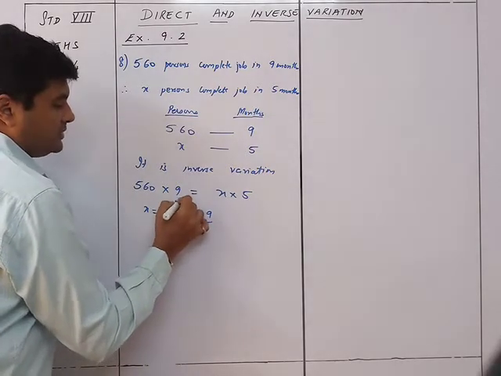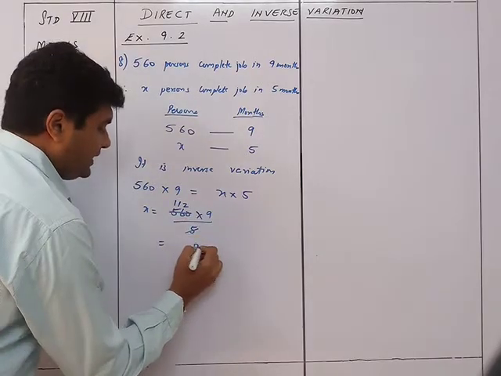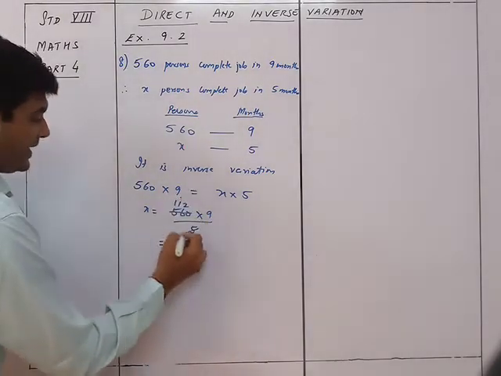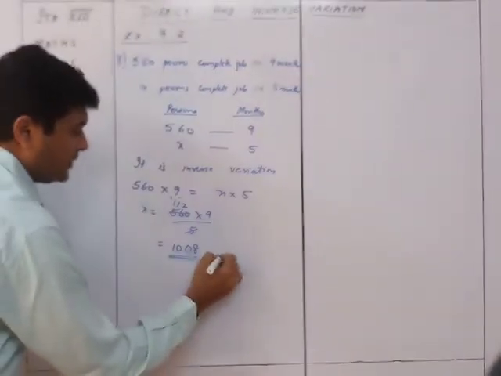That will be 5, 1, 1 and 2. So that will be 9 2s are 18. And the 9, 10 and the 9, 10. So 1008 persons will be required.